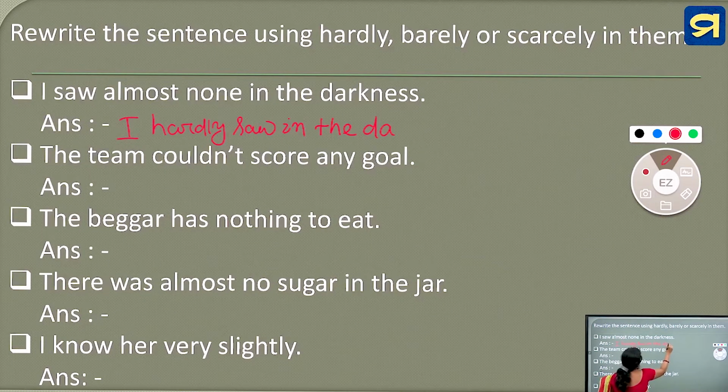Okay, children? Because hardly is used in place of almost none, because the meaning is almost none. Next, the team could not score any goal. Very good. The team could hardly score any goal, because not will not be used here.